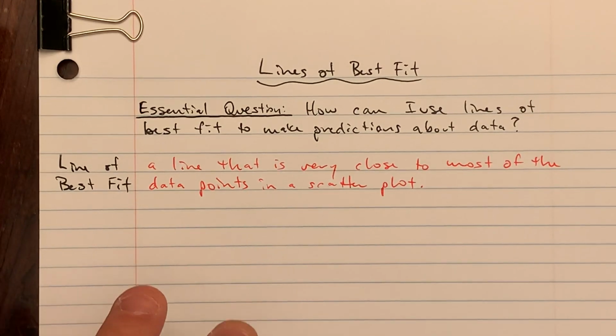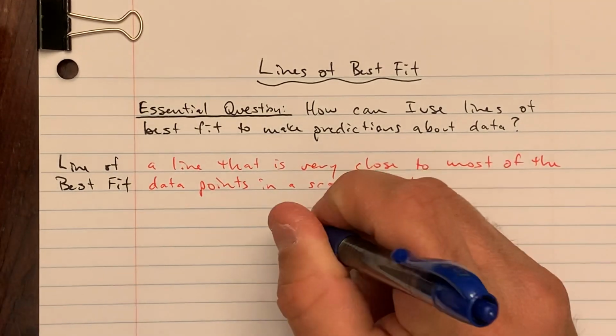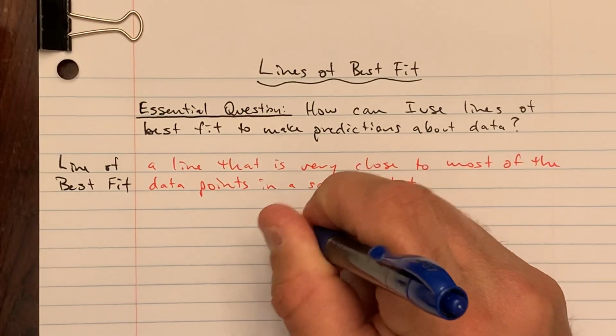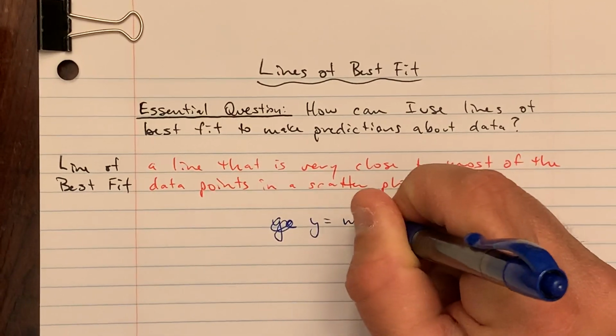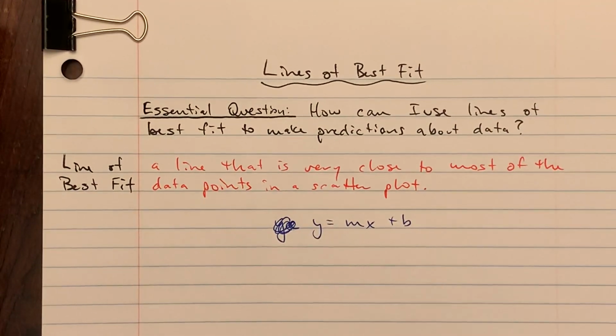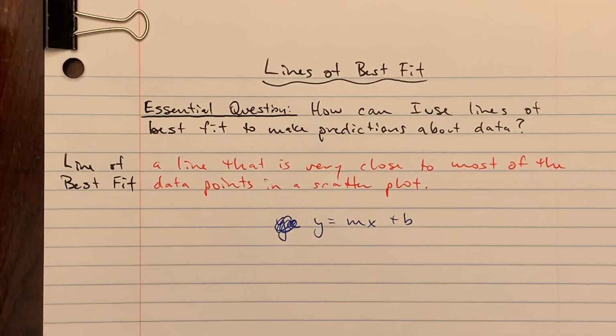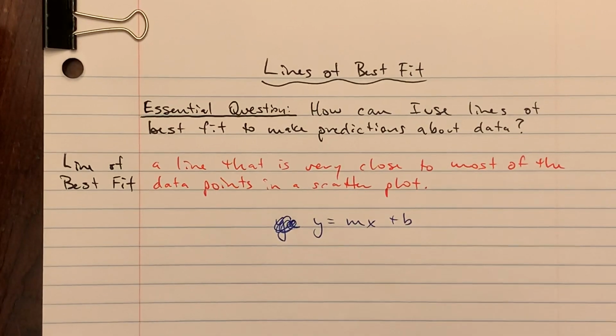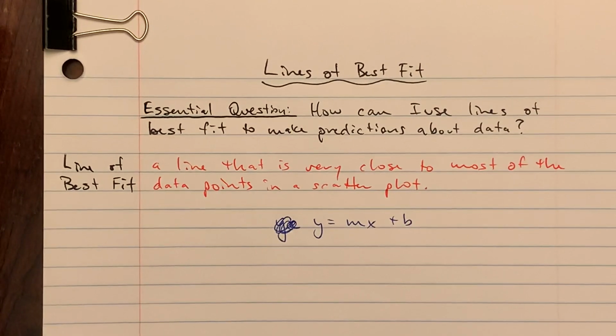When doing this, it's a line, so we're going to have to use the old y equals mx plus b. All right, we must remember our m is our slope, our b is our y-intercept, and we're going to use that for predicting data.